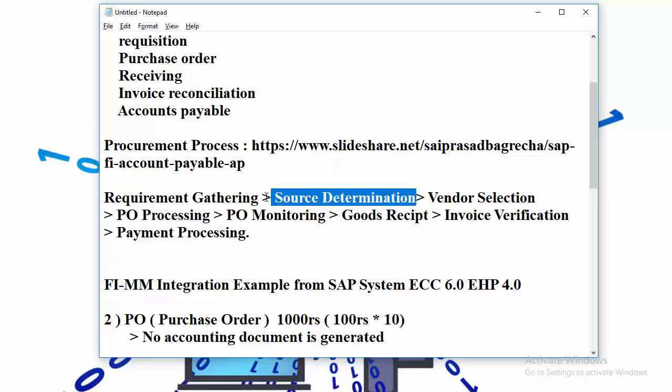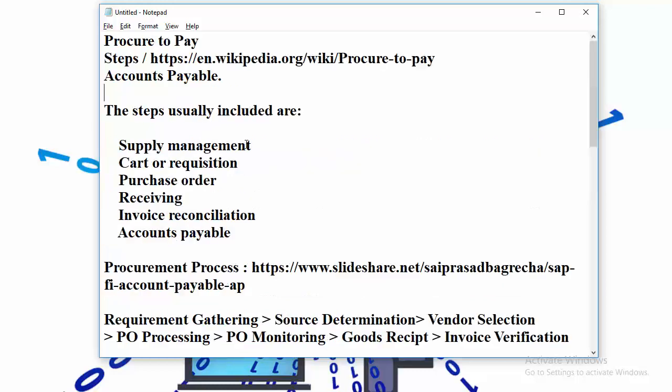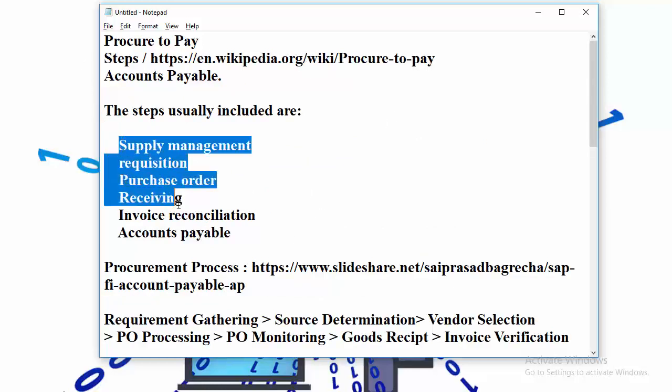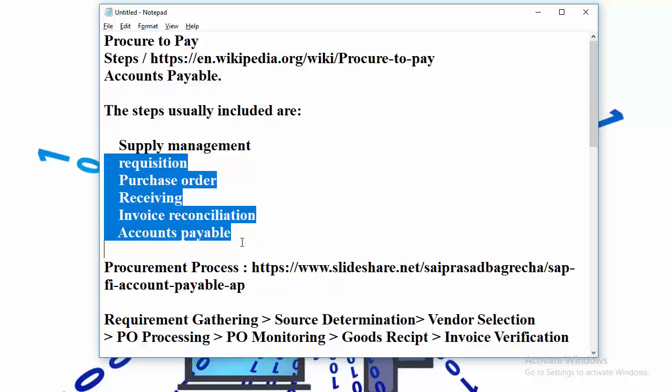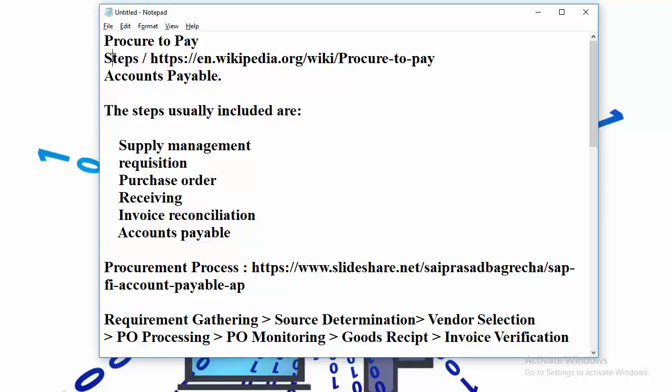So the steps which are usually included in the procure to pay cycle are supply management, requisition, or it could be purchase order, invoice reconciliation, and accounts payable. So these are the basic steps. To know more, you can go to the website.